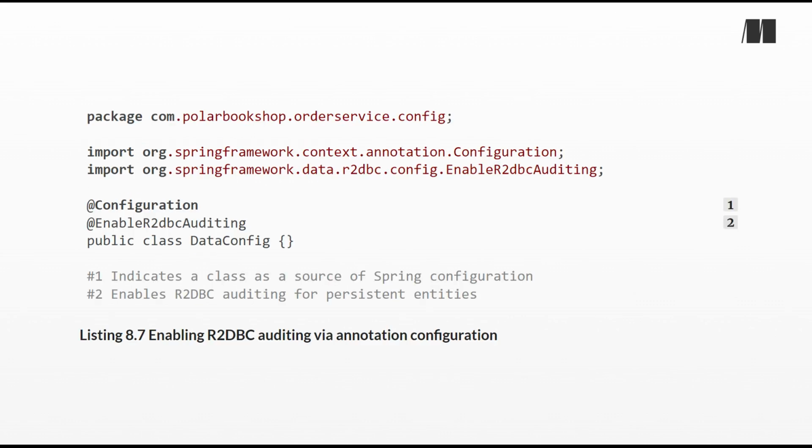The R2DBC auditing functionality can be enabled in a configuration class using the @EnableR2dbcAuditing annotation. Create a DataConfig class in a new com.polarbookshop.orderservice.config package and enable auditing there. Listing 8.7. Enabling R2DBC auditing via annotation configuration.